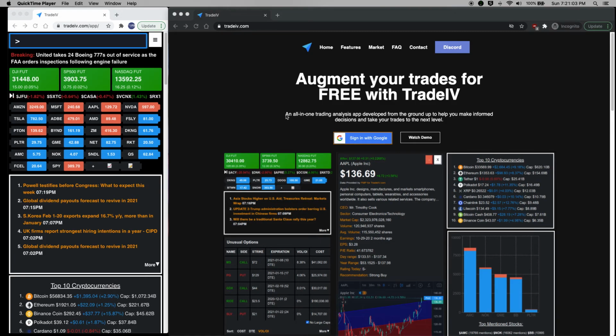IV stands for implied volatility. As an option seller, we want to maximize our premium when we sell our options. Therefore, IV is one of the factors we look into when we sell options. Now, it really depends on the type of option seller you are.